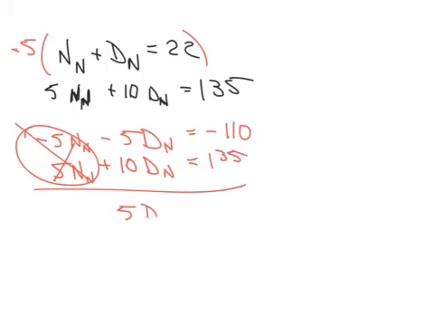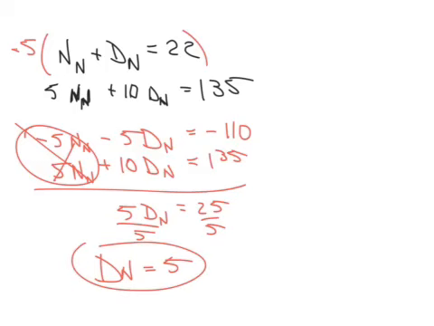So I add those up, and those turn into 0. That gives me a 5 equals 20. Oops, not 20, 25. Get a little carried away doing stuff in my head. Divide by 5, divide by 5. So my number of dimes is going to be 5.